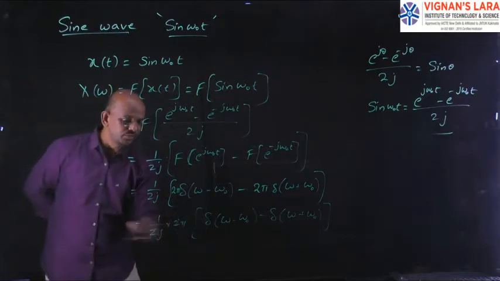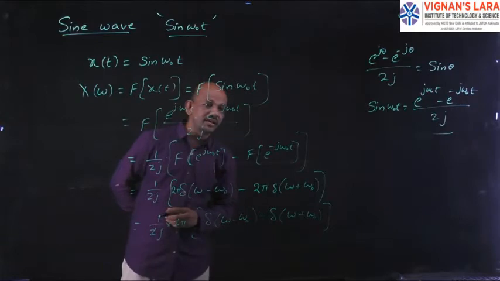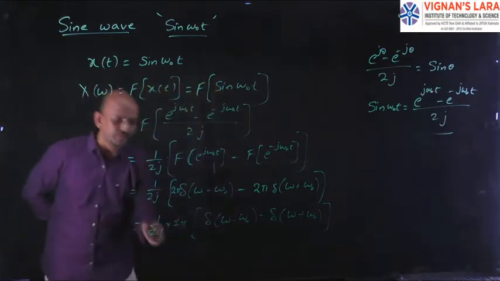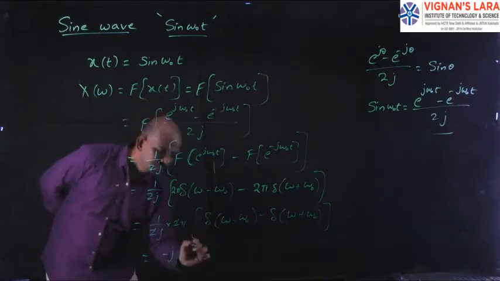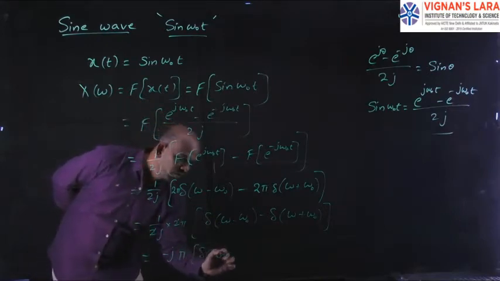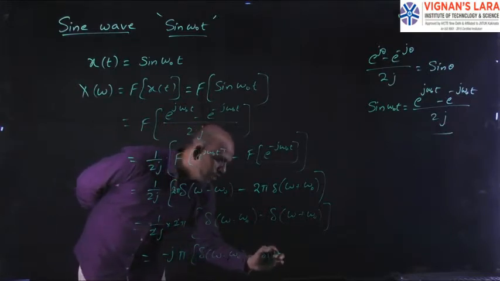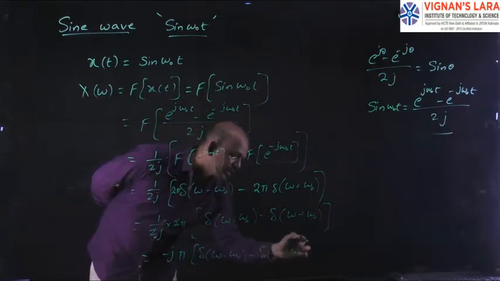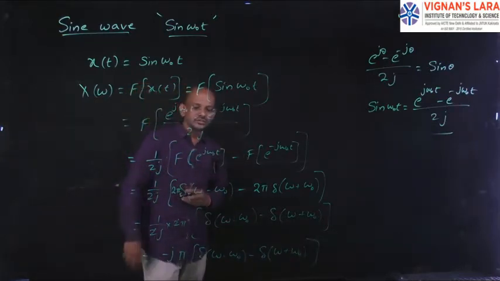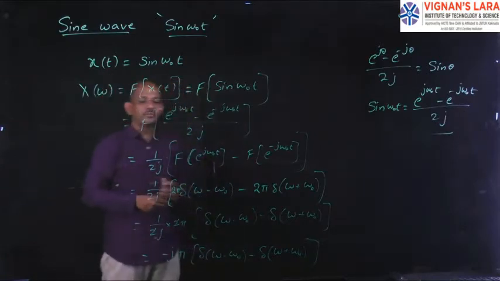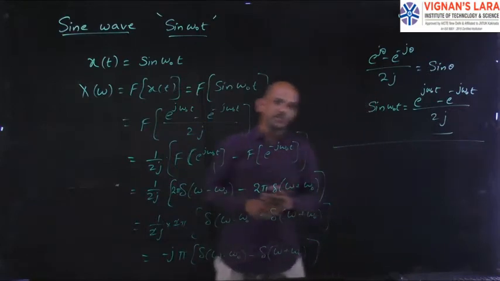So 2 gets cancelled. So 1 by j can be written as minus j. That is minus j pi into del of omega minus omega naught minus del of omega plus omega naught. So this is the Fourier transform of our sine wave.